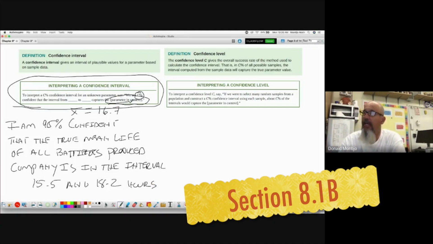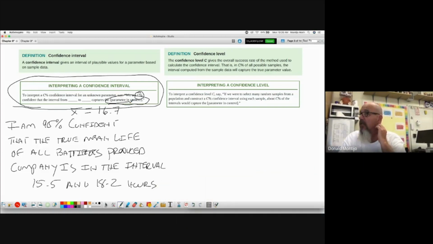So if you look on the right side here, we're going to talk about the confidence level. The confidence level C gives us the overall success rate that the method we used will capture the true population parameter, or the true value that we're trying to estimate. Okay. So if we use the 95% again, 95% of all possible samples, the interval computed from the sample data will capture the true population parameter. So in other words, we used a method that will capture the true population parameter 95% of the time.